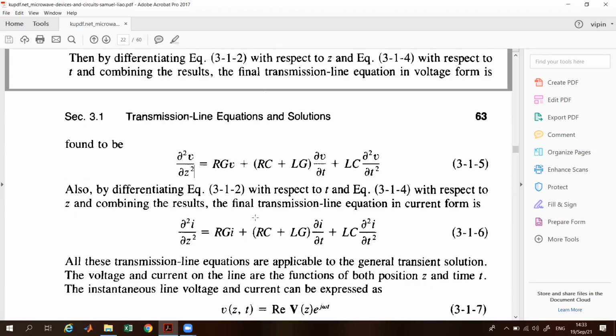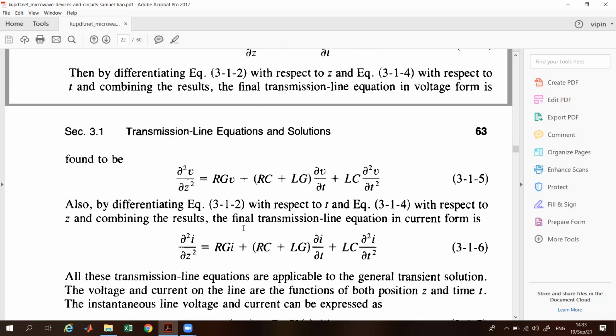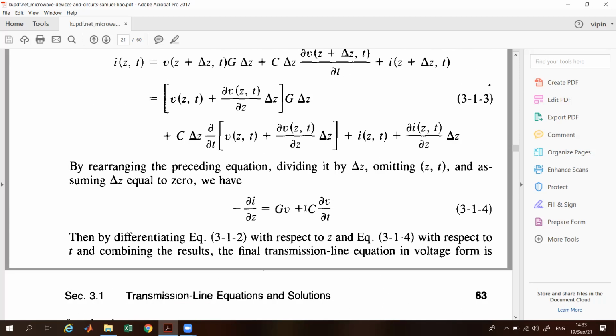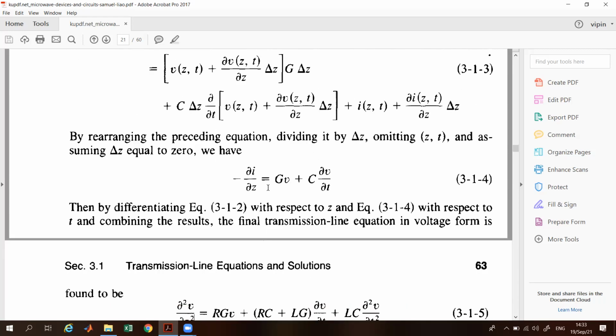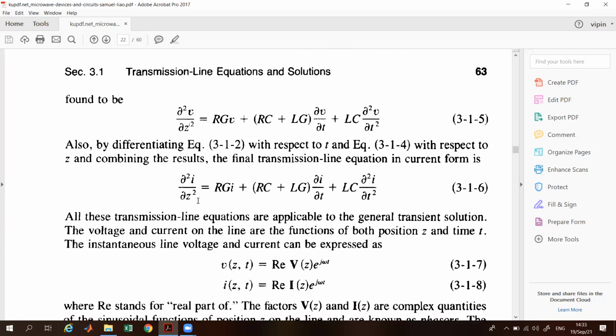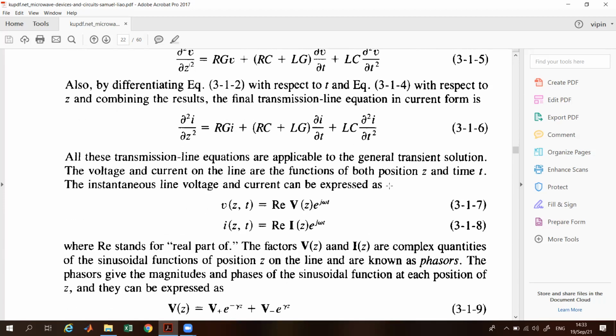In a similar way, if I differentiate 2 with respect to t and differentiate it with respect to z, then we will get d2I/dz2 = RGI + (RC + LG) dI/dt + LC d2I/dt2. So all these transmission line equations are applicable to the general transient solution.